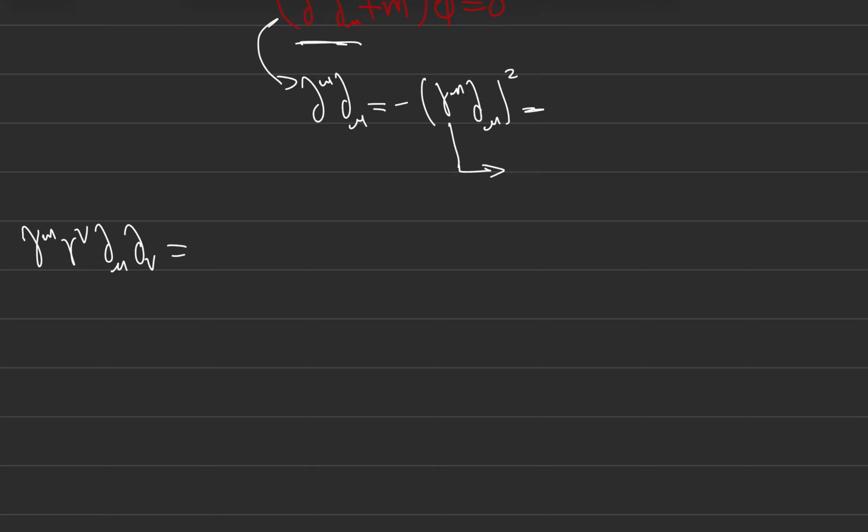Now consider this part of it, gamma^mu gamma^nu. This is some two-indices object, and we know that we can write any such object as a sum of symmetric and anti-symmetric parts. So let me go ahead and break this down into symmetric and anti-symmetric parts.